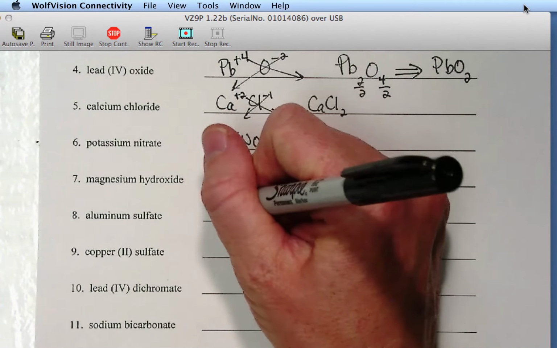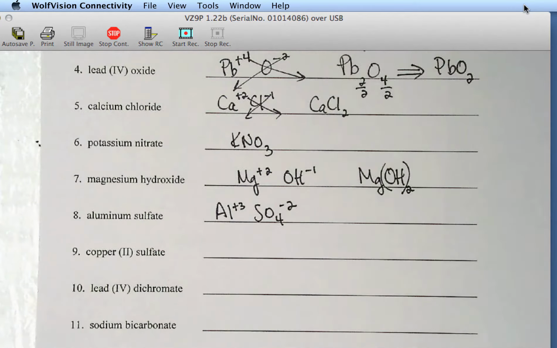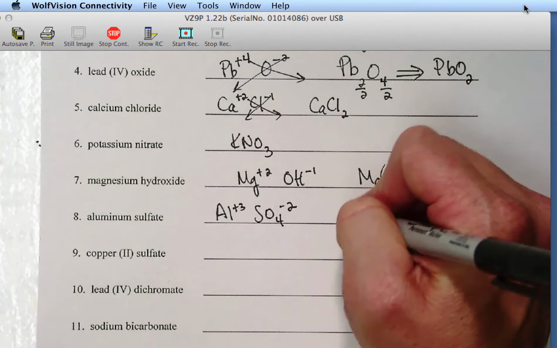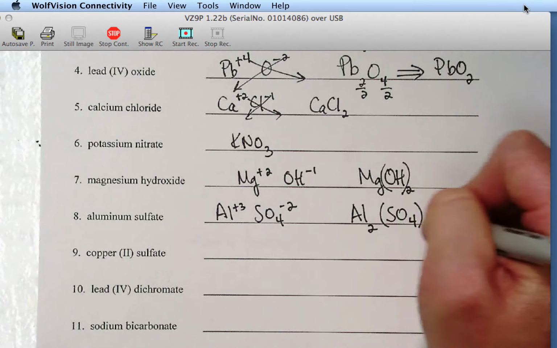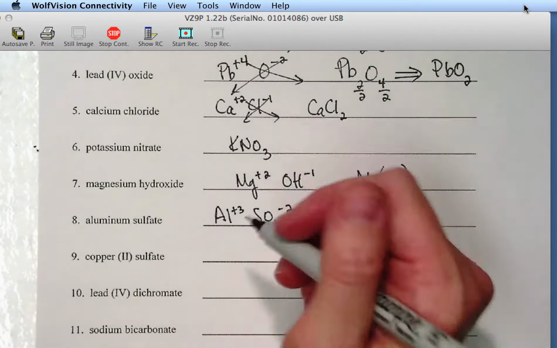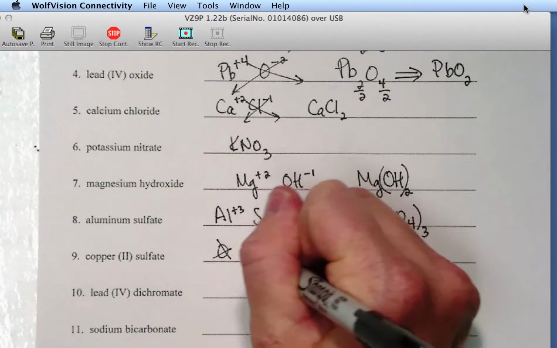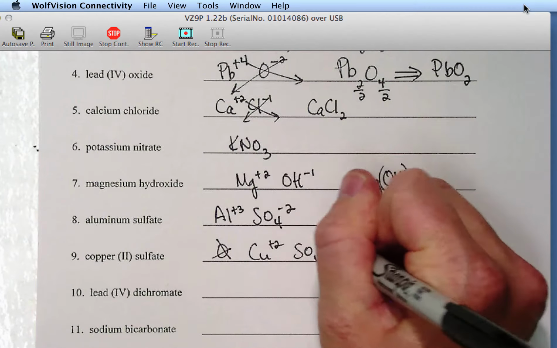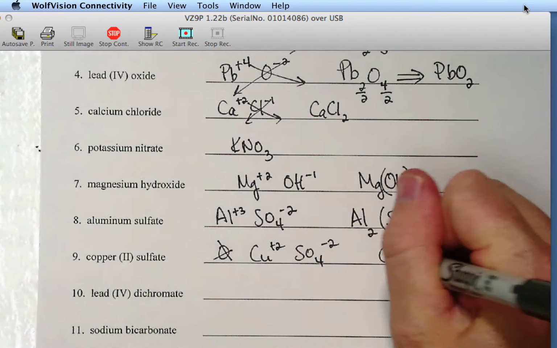Aluminum sulfate, Al +3, SO4 -2. You do the cross and drop. And Al2. Good. Copper 2 sulfate. Oops. You do the cross and drop, and you'll find that you can simplify these. CuSO4.